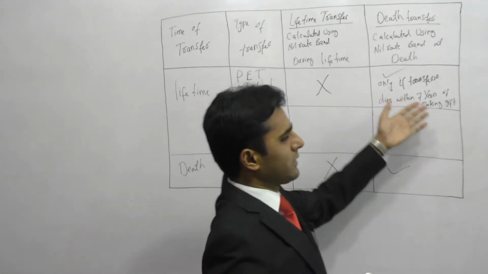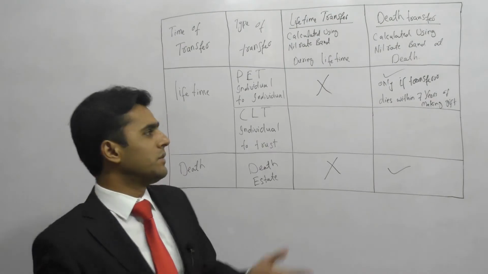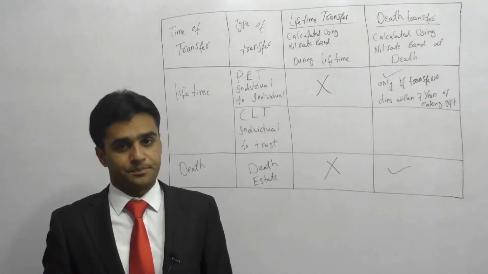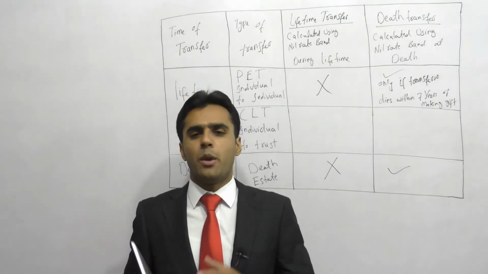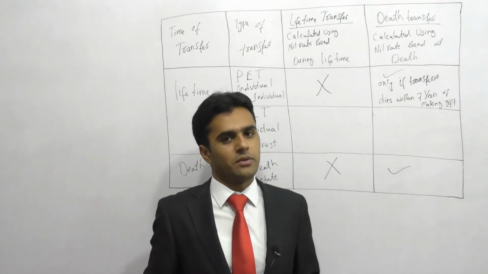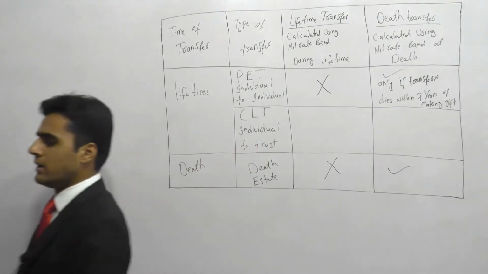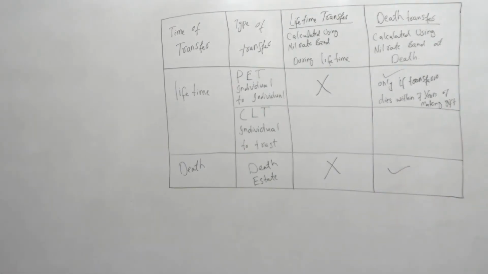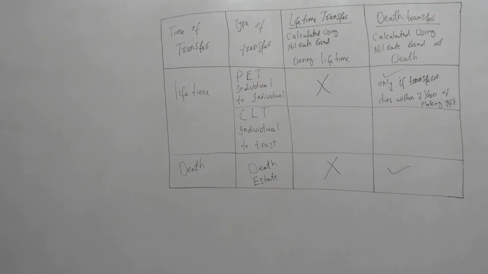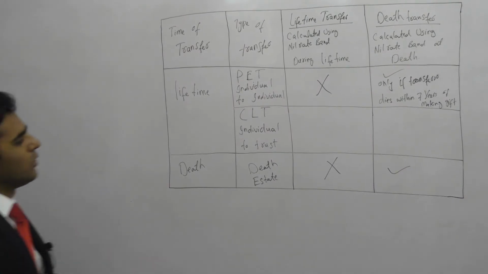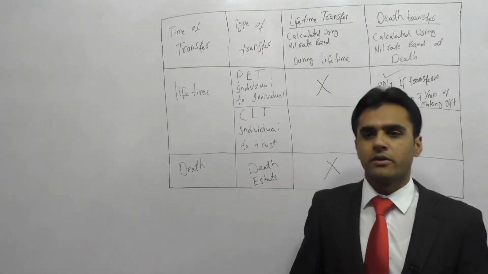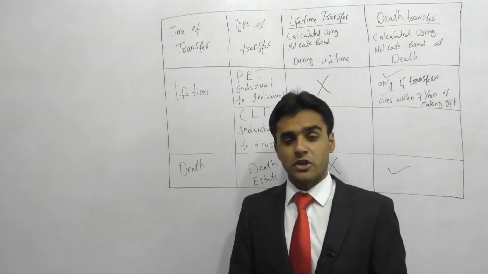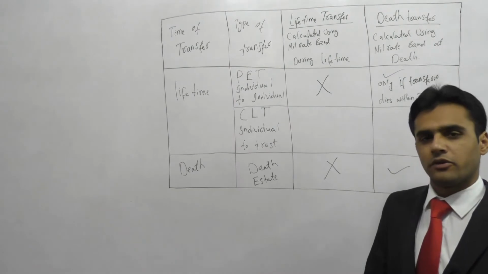What if he survives for 7 years? What if the individual who made the lifetime gift survives for 7 years? Then they will have to pay no tax at all on the potentially exempt transfer. Right? So there will be no tax on the potentially exempt transfer if the individual survives for 7 years. So if an individual makes a gift to another individual, that is called a potentially exempt transfer, right? So that is the first thing.